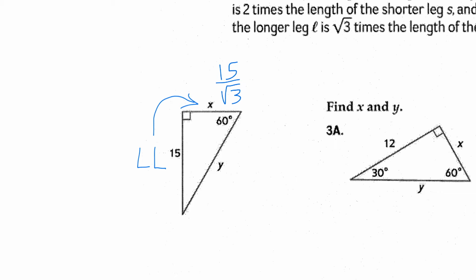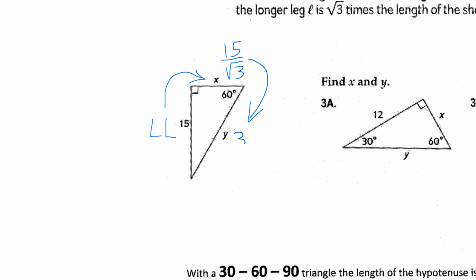Okay? And then from here to the hypotenuse, what do we do? You double it. Okay? So what's it going to be? It's going to be 30 over the square root of 3. All right.